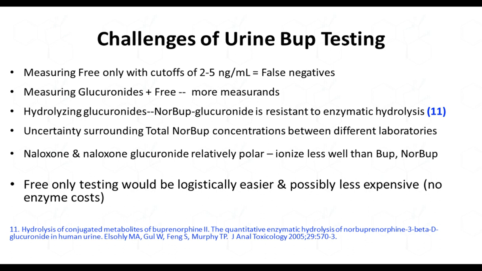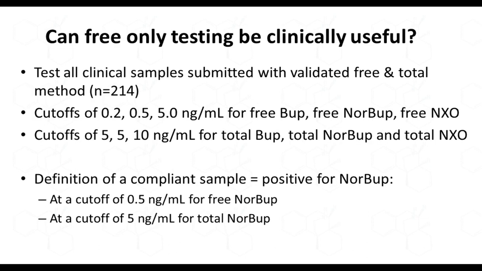However, the free-only testing, it seems like it would be logistically easier if we could avoid the enzyme hydrolysis and we could measure only 3 compounds and not 6. Potentially, it would be easier testing, potentially better reproducibility, and certainly less expensive. So the question is, can we come up with sufficiently low cutoffs that free testing can be clinically useful? And so we decided to look at this by testing all of the clinical samples for patients in treatment that would be submitted with both validated free and total methods, using cutoffs for the free analytes of 0.2, 0.5, and 5 nanograms per ml. That's for the free buprenorphine, norbuprenorphine, and naloxone, respectively, and cutoffs of 5, 5, and 10 nanograms per ml for the total analytes.